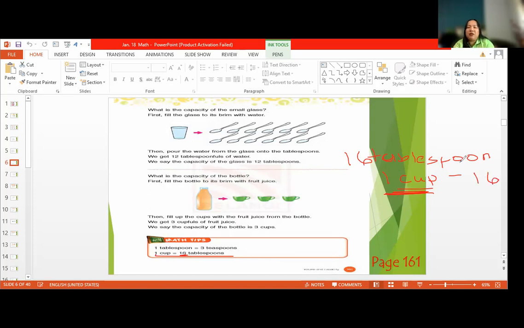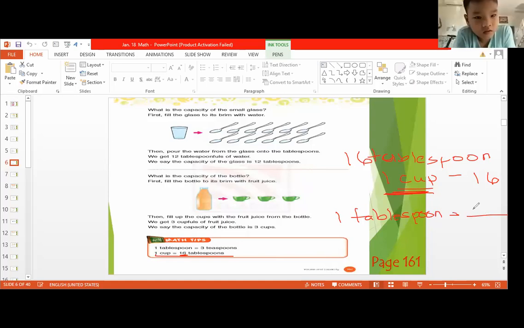How about, how many teaspoons, small spoon, in 1 tablespoon? It is 3. 3 teaspoons. Yes, 3 teaspoons. 1 tablespoon is equivalent of 3 teaspoons.